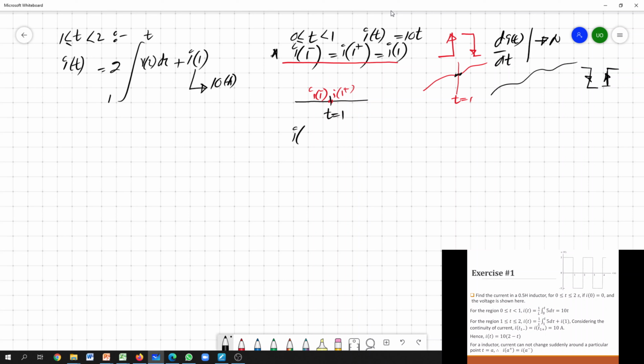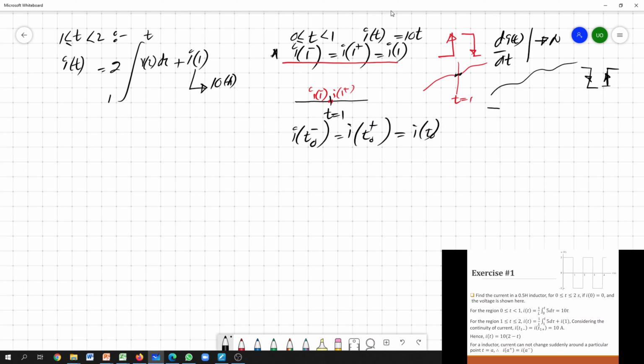So for any t0, I t0 minus equals I t0 plus equals I t0. The current value at t equals 0 is exactly equal to the current value at 0 plus and 0 minus. So inductors cannot manage this kind of sudden variation in their current. So the current across the inductor would definitely be a smooth continuous function. So this is valid.